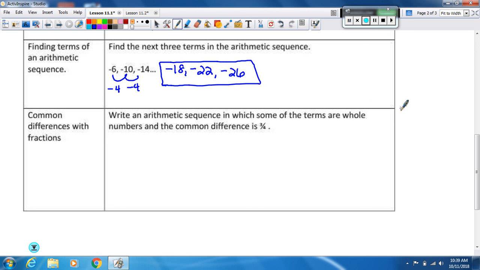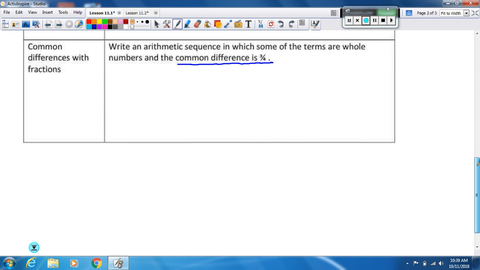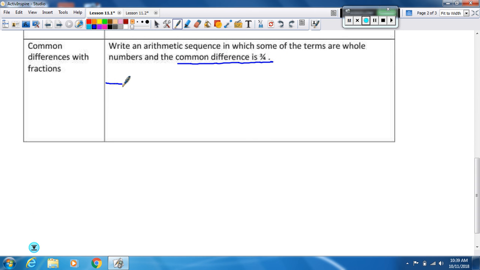Write an arithmetic sequence in which some of the terms are whole numbers and the common difference is 3/4. Well, if they want a common difference of a fraction, you need to make fractions with the same denominator. So let me just do like 4 or 5 of these, since they didn't tell us how many. Okay, so I'll just put 1. Now, you're doing whatever the top is telling you to do, so that's a +3. So I'm adding 3 each time. So 1 plus 3 is 4, 7, 10, 13.